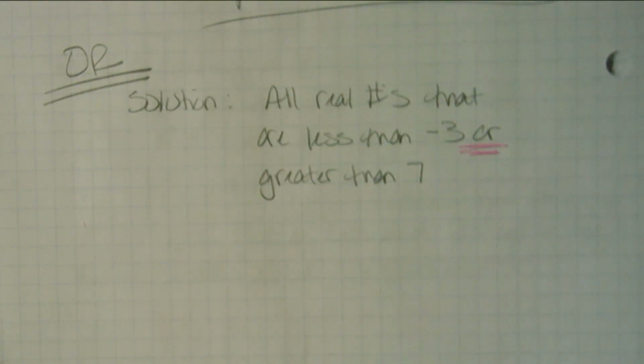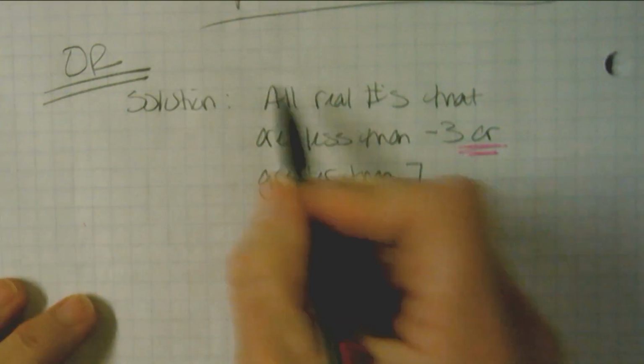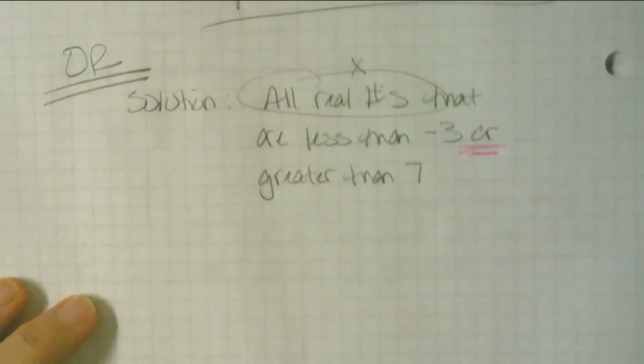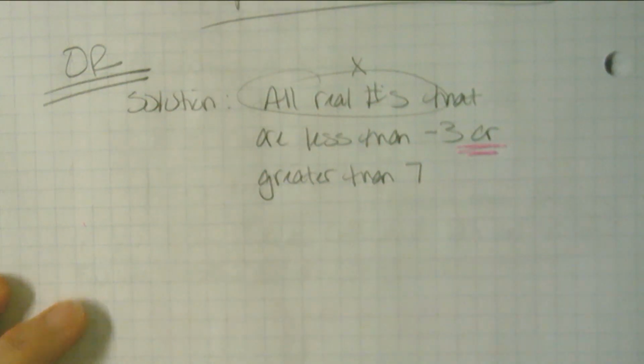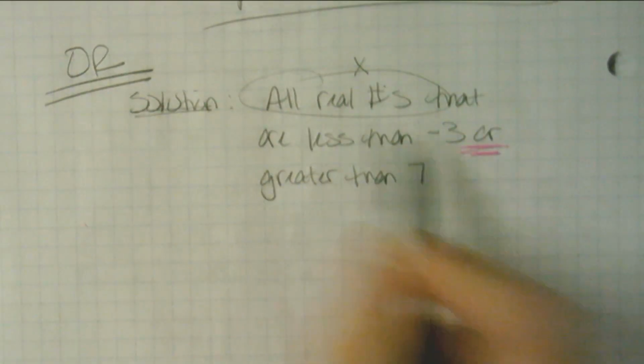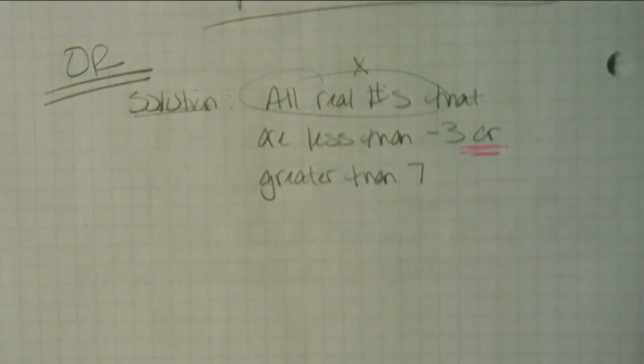It's at least negative 2 and no more than 9. So there's an "and" in there. Here there's an "or" in there. All right, all real numbers just means all my possible x's. So what are the two inequality statements that I could write here that represent this?